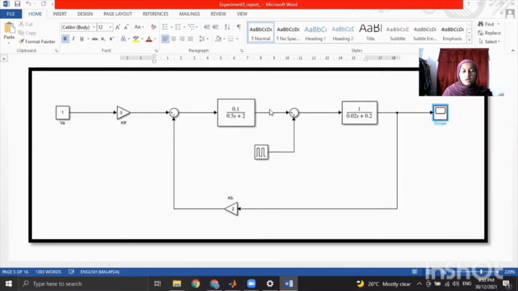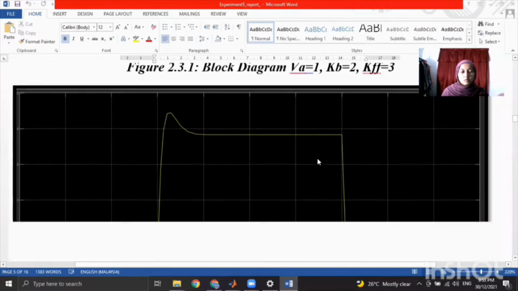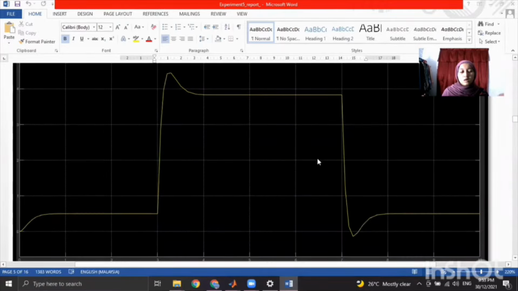And at the middle of the transfer function, we also include a sum, and then for this one the numerator is 1 and the denominator is 0.02s plus 0.2, and then this one is the scope. And now this is the result of this query.